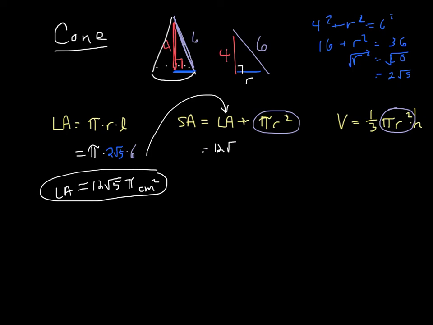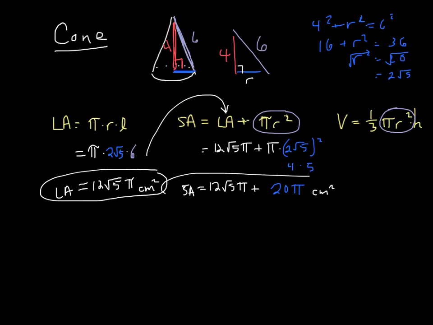So, that gets to go in here. 12 radical 5 pi plus pi times radius 2 radical 5 squared. So remember, if we're squaring that, we're squaring both parts. 2 squared is a 4. Radical 5 squared is 5. So that's going to give me 4 times 5, or 20 pi when I come down here. So I have 12 radical 5 pi plus 20 pi. Not like terms, you're going to have to leave it like that.